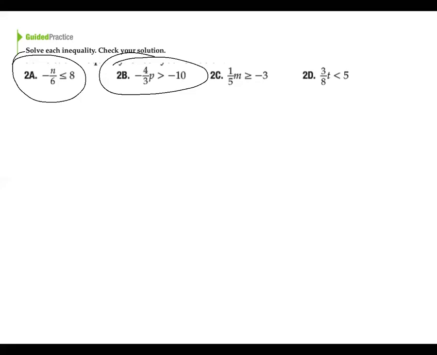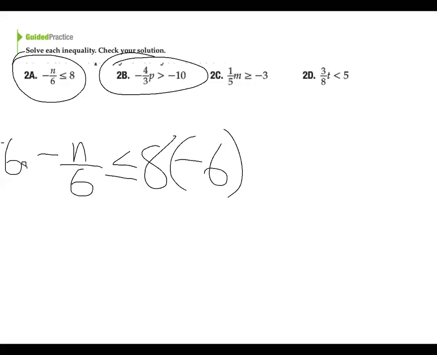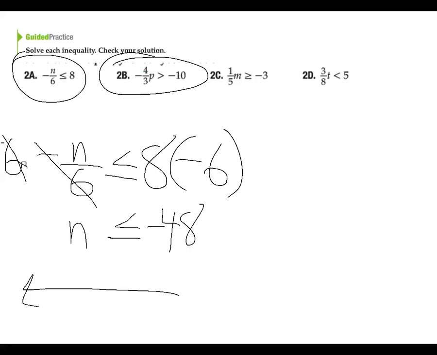All right, we're back. So negative n over 6 is less than or equal to 8. What you do is multiply both sides by negative 6. Okay, so the negative 6 and this negative 6 cancel each other out. You have n is less than or equal to negative 48. And if you graphed it, you have negative 48 on the number line, shaded in, closed circle rather, and it's less than, so you shade everything to the left.